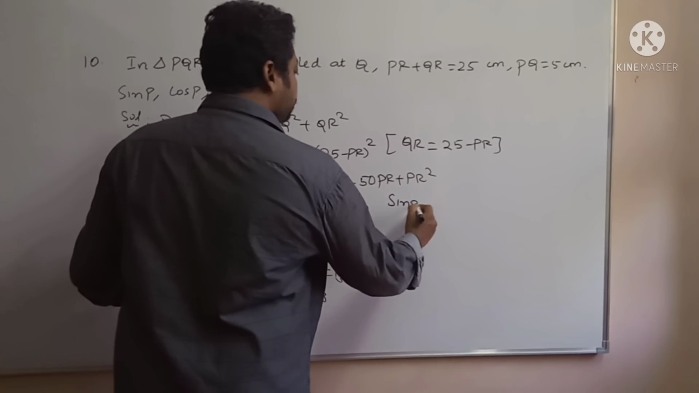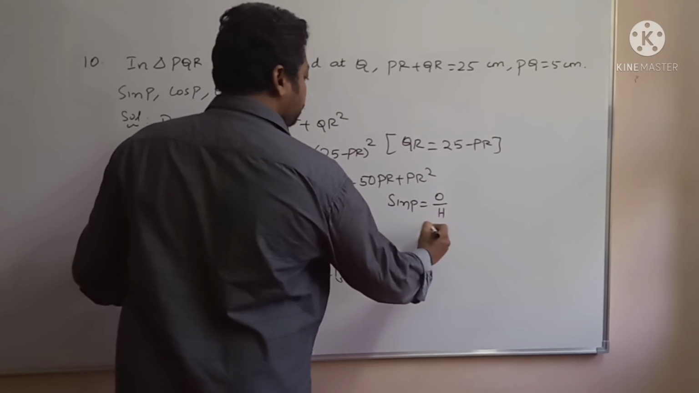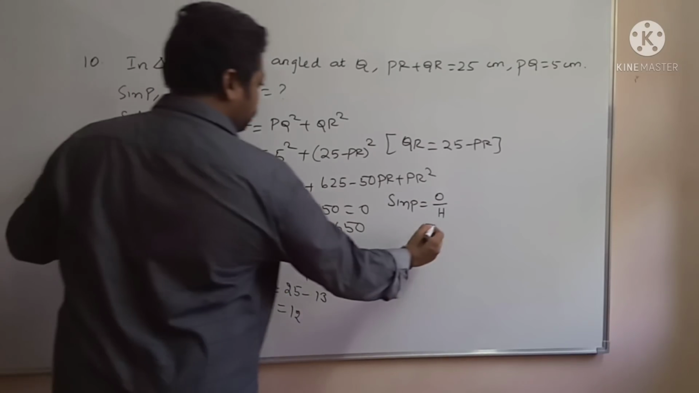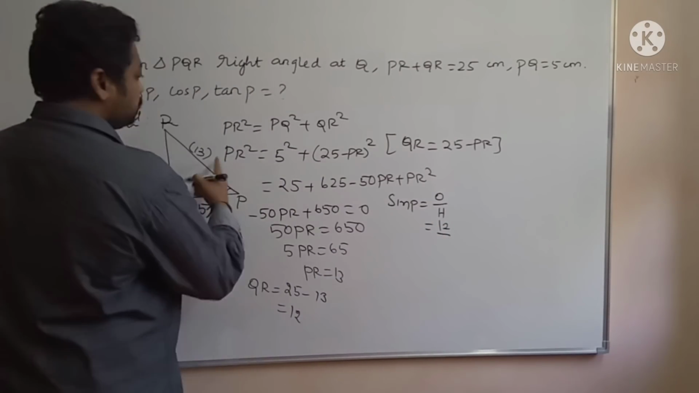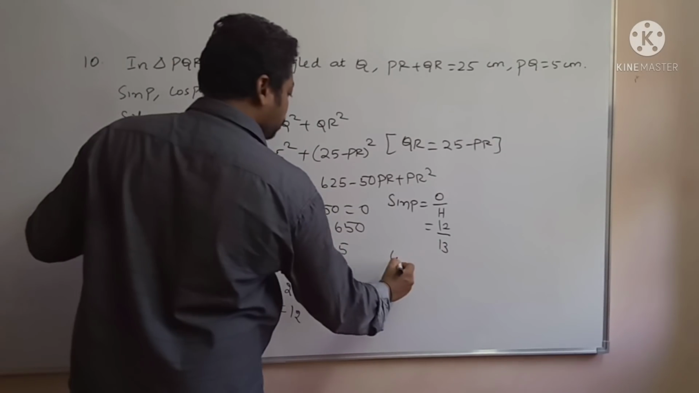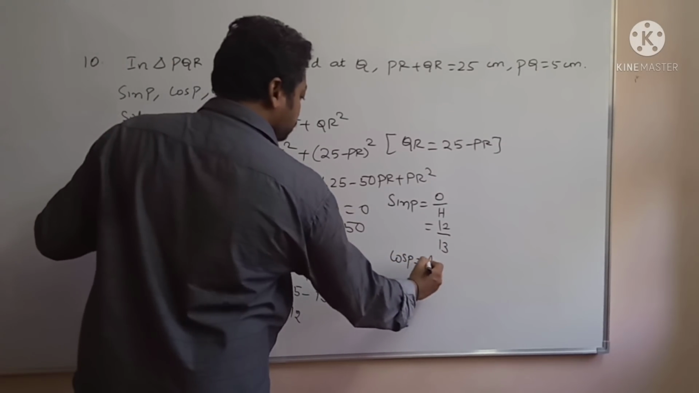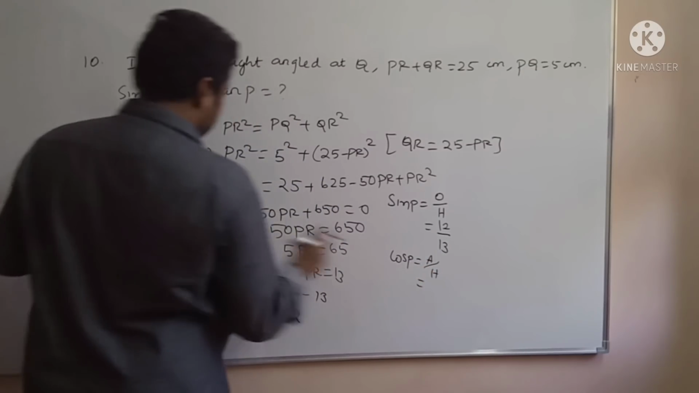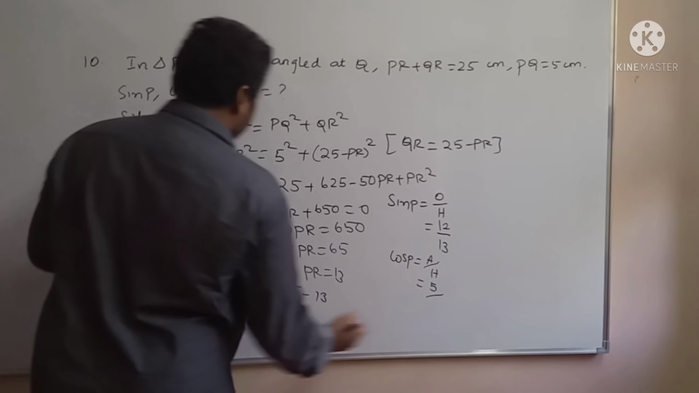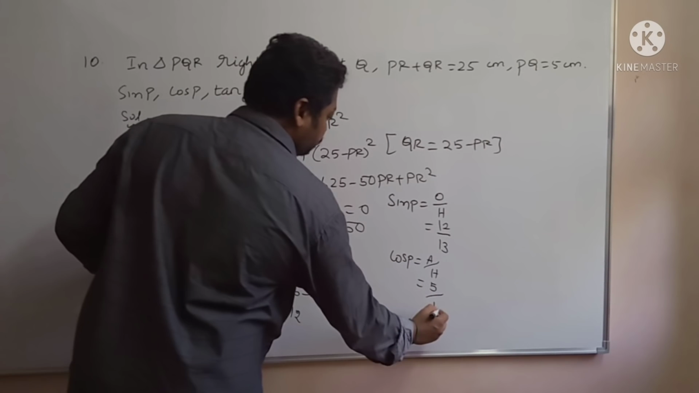So what is sin P? Opposite side by hypotenuse. This is angle P, so the opposite side is 12 and the hypotenuse is 13. Then we find cos P. So what is cos P? Adjacent side by hypotenuse. This is angle P, adjacent side is 5 by hypotenuse 13.